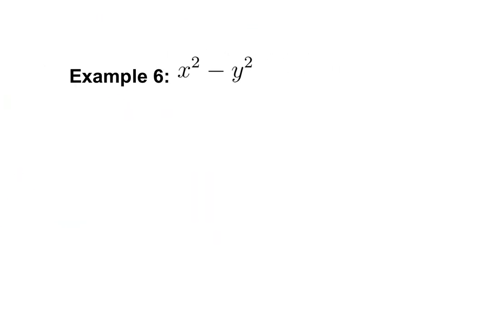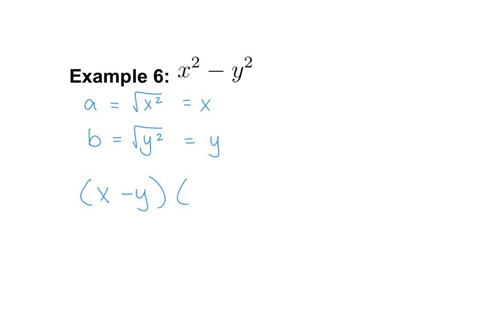Example 6. Again, I have no greatest common factor. So I'm going to start with my a, which will get me x, and then for b, I have the square root of y squared. Again, the square root and the square eliminate, and I'm left with y. So then in my solution, I would have x minus y and x plus y.